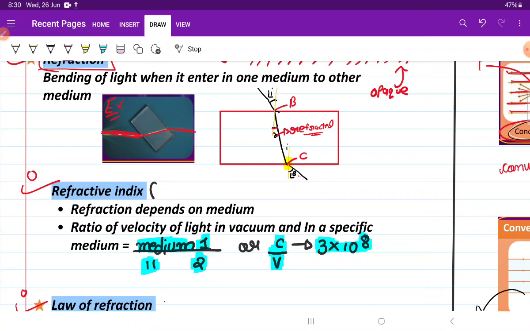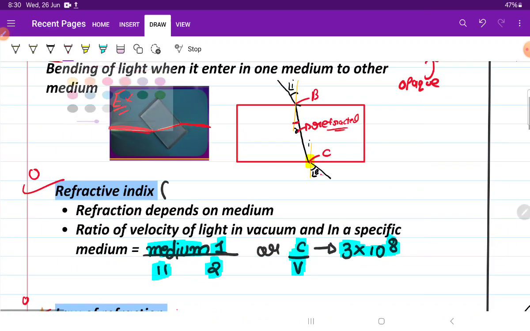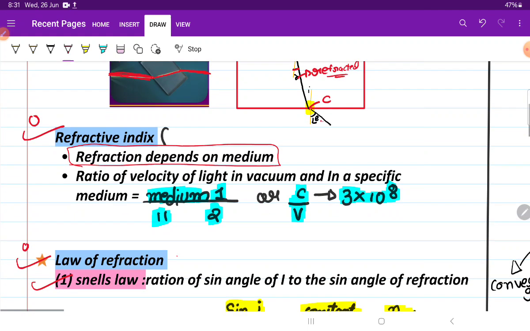This is called refractive index, but in terms of cricket. But we are going to do refractive index in terms of light, in terms of medium. Okay, what is refractive index? Let's see the definition. Refractive index depends on the medium. It needs a medium. It is the ratio of the velocity of light in the vacuum or in a specific medium. Okay, so they are comparing the mediums.